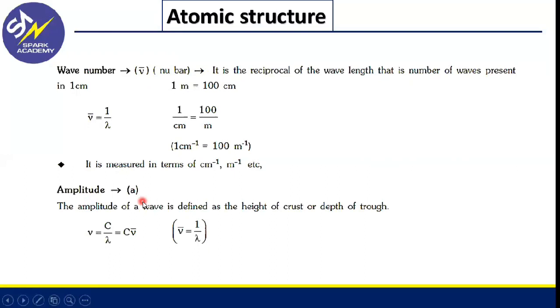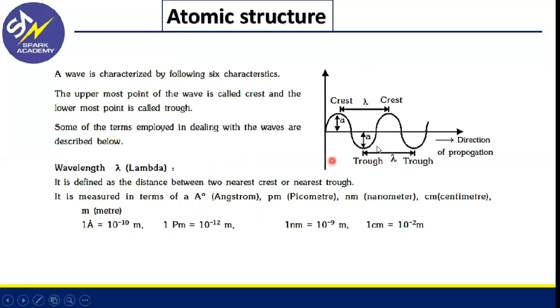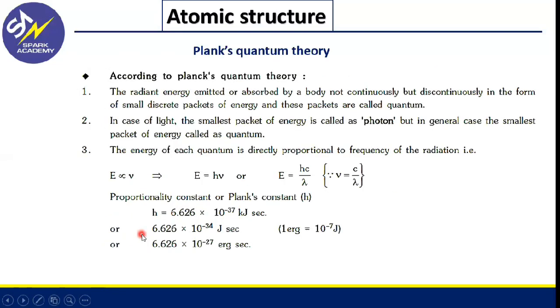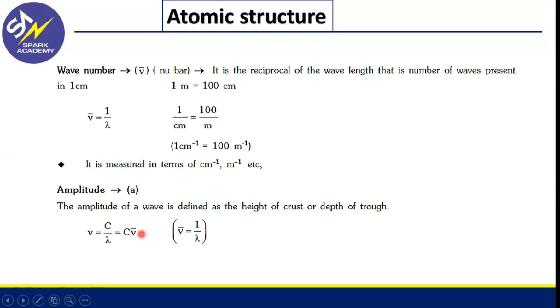Next is amplitude. Amplitude is the height of this crest. That is this A. A represents the amplitude. What is the height of the crest? Nu is c over lambda, and wave number can also be written as nu bar. So this is about electromagnetic radiation. We looked at wavelength, amplitude, frequency, velocity, and the formulas, isn't it?